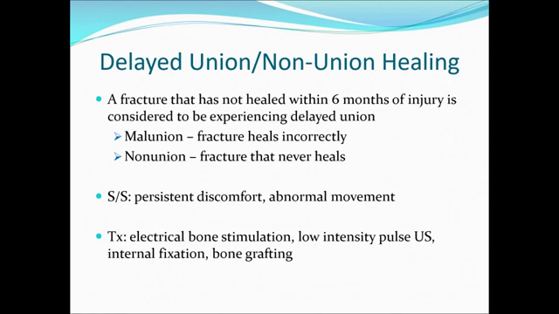Other complications include delayed or non-union healing. So this is a fracture that hasn't healed within 6 months of the injury, or if it heals incorrectly. So it wasn't properly lined up and it healed, so now the bone growth has happened, but it's not lined up and you have a deformity, you have limited functioning. So typically, patients will have persistent discomfort, abnormal movement.